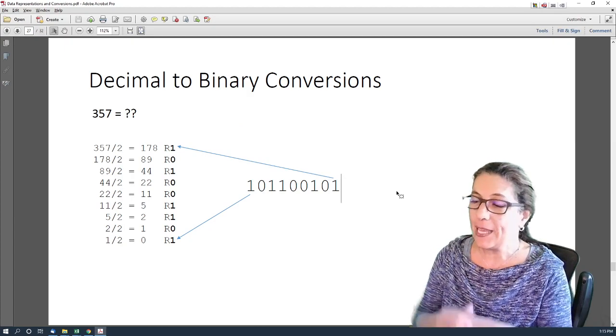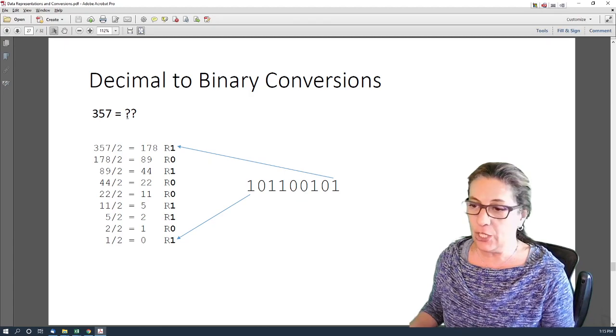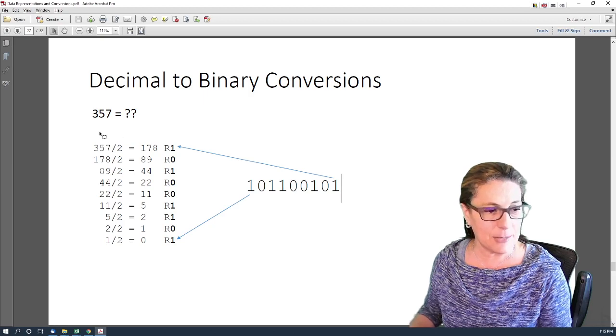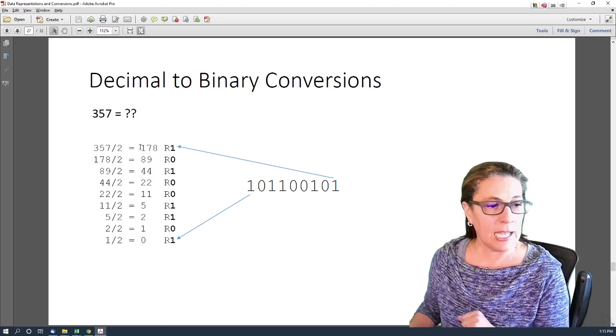There is a mechanized procedure that, given a number, lets you find out what the binary representation is. And it goes like this. You take that number and you divide it by 2, and you get two things.